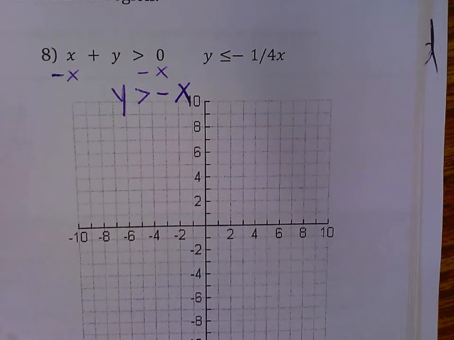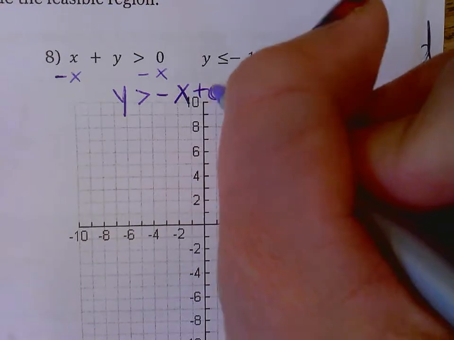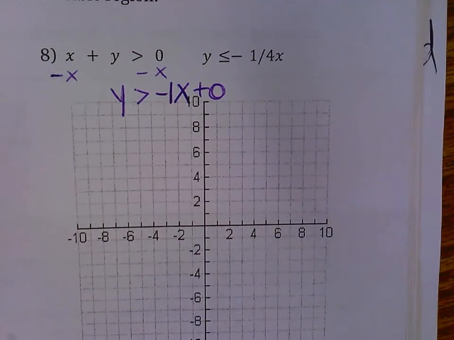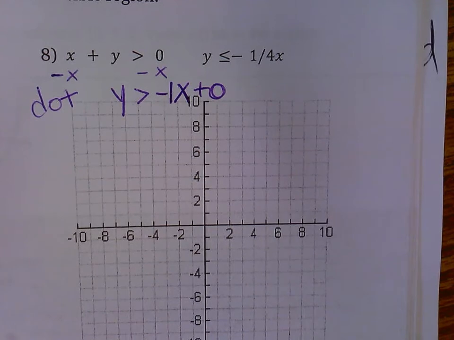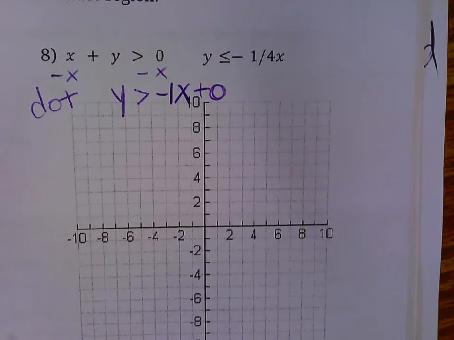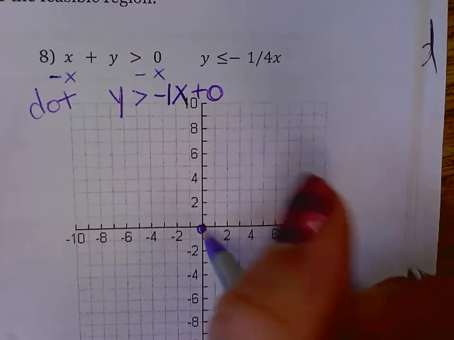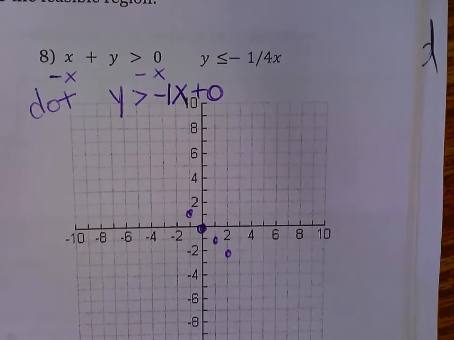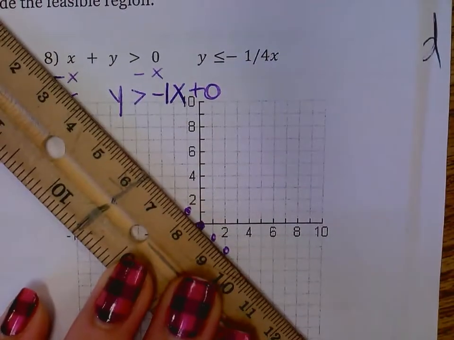All right, I can graph that. That has a y-intercept of 0, and it has a slope of negative 1. So down 1 over 1. And I should think to myself, okay, this is a dotted line. So lots to think about before you even start graphing it. So I'm going to go to (0, 0), and I'm going to go down 1 over 1, right? So that has a slope of negative 1, and I'm going to dot it all the way across my paper.